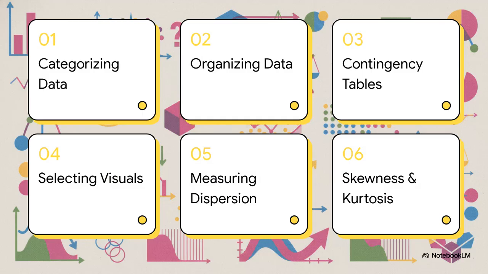So here is our roadmap. To successfully wrap our heads around the complex mathematical distributions we'll see at the end, we've got to build a rock-solid foundation first. We'll quickly cover categorizing data with NOIR, organizing quantitative data, interpreting contingency tables, selecting the right visuals, calculating measures of dispersion, and finally, skewness, kurtosis, and finance.